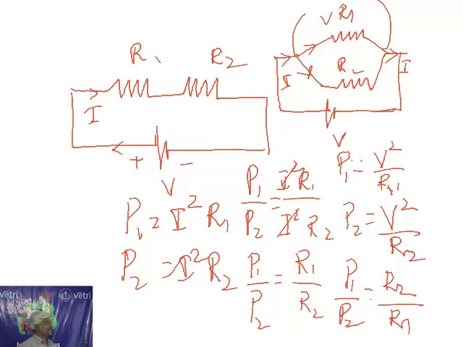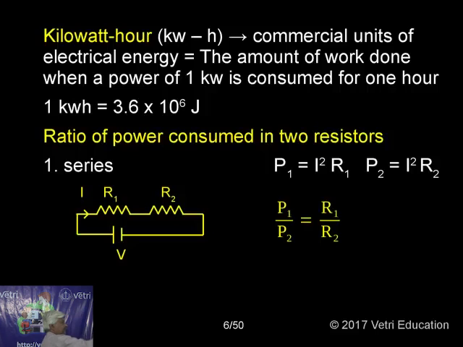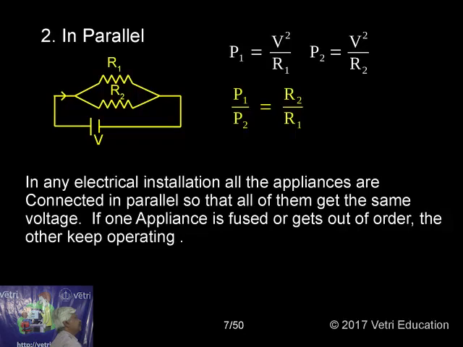That is the parallel connection and the series connection. So this is given here: P1 by P2 is equal to R1 by R2. Similarly, P1 by P2 is equal to R2 by R1. This is an important thing.